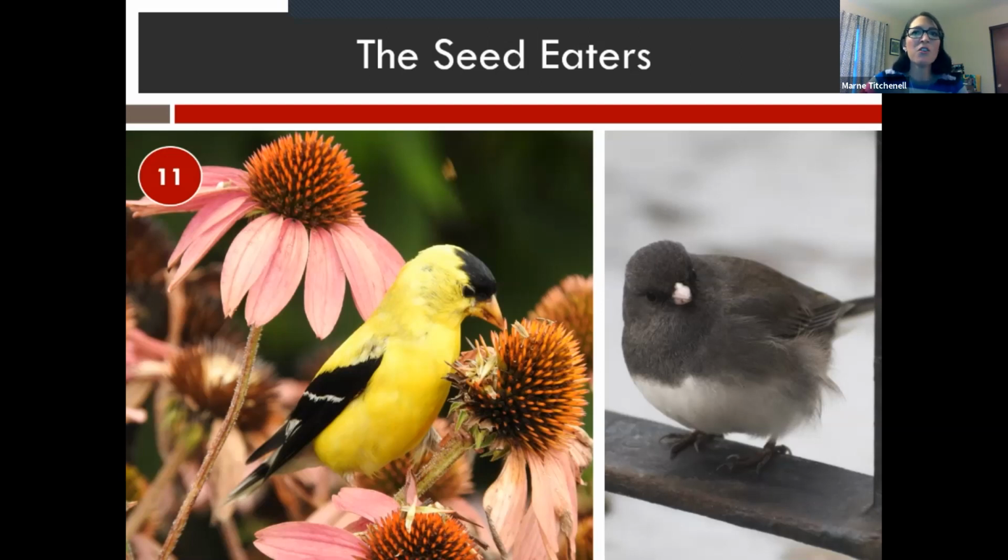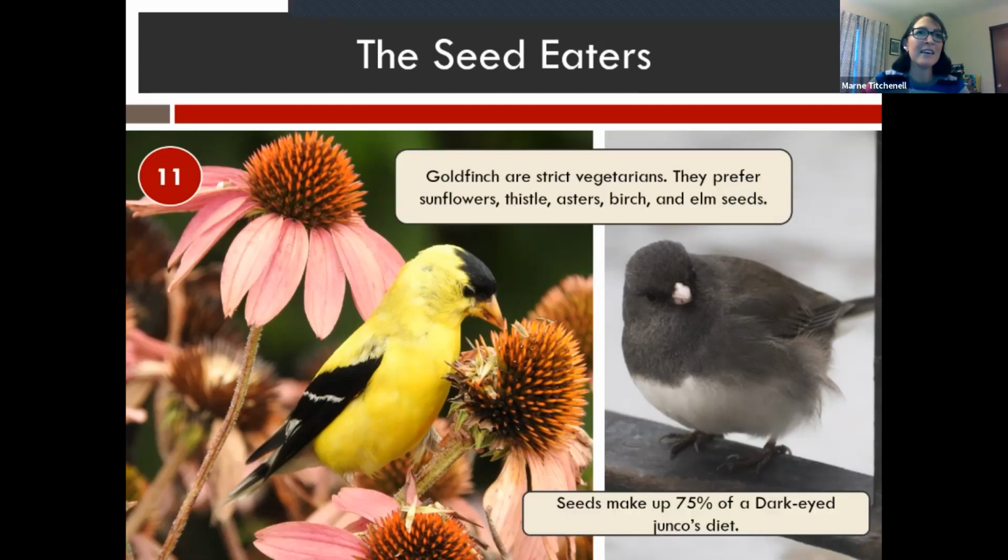And this species also nests later in the year. It is kind of tied to some of those native plants that will produce seeds a little bit later in the year, like our milkweeds and our thistles. And so this is the American goldfinch. I see some of you already guessed that. And then we have, again, our dark-eyed junco on the right there. And we see that a large part of the juncos' diet is seeds.